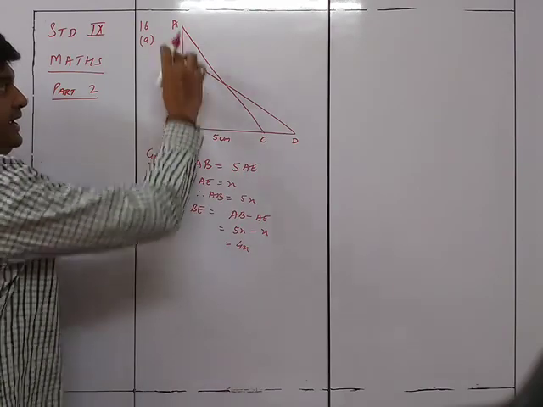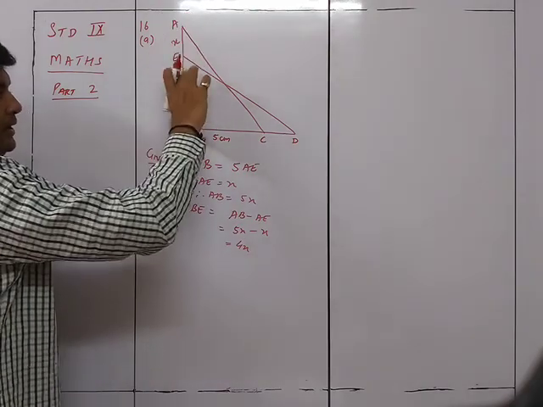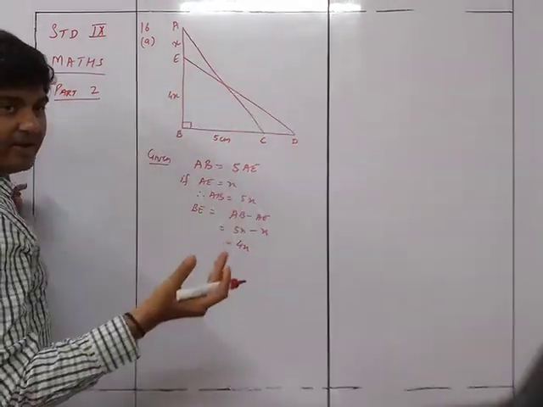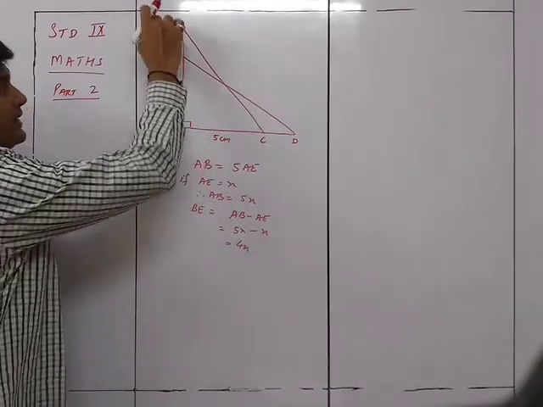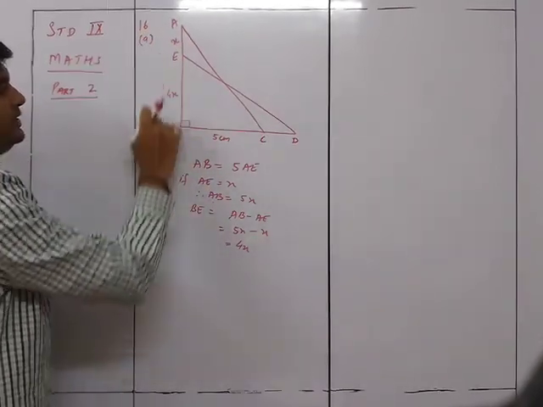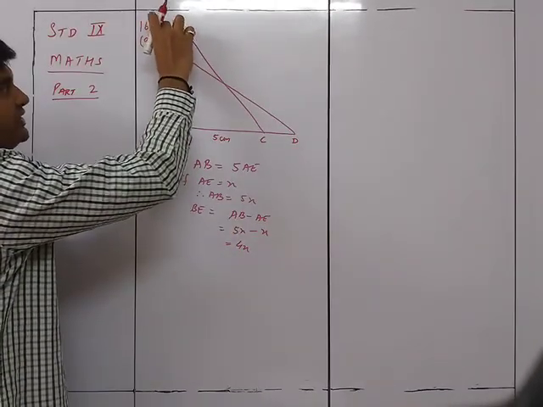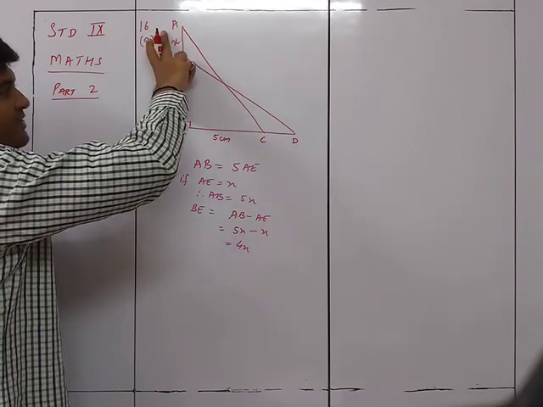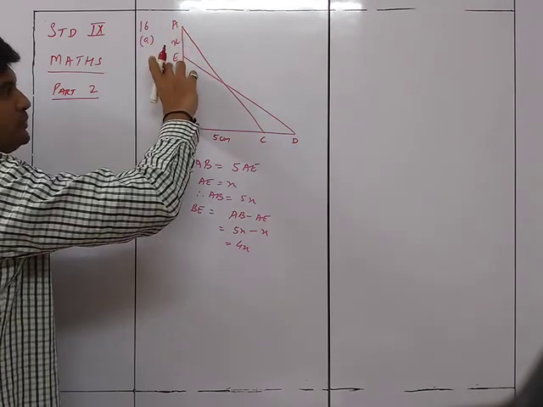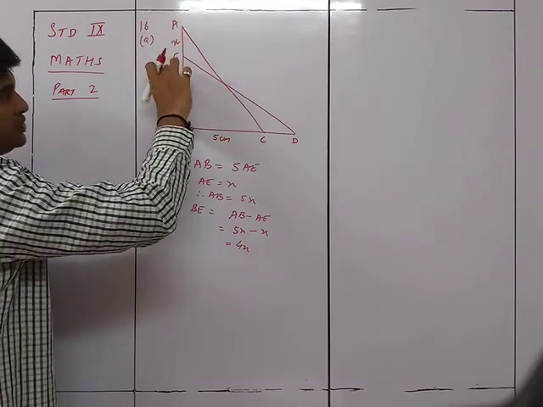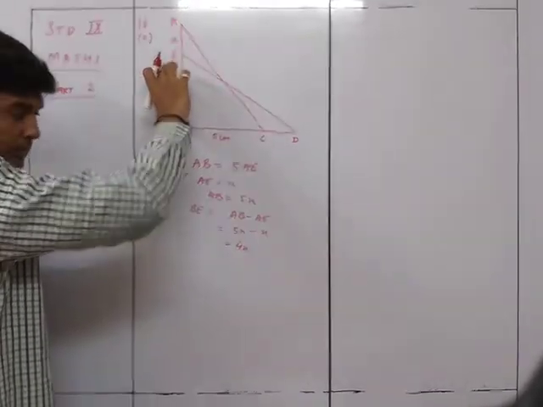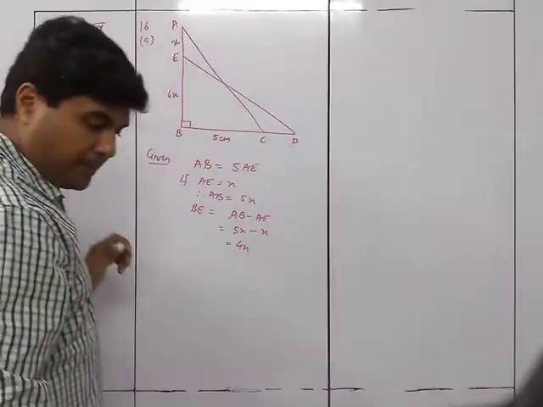Understood? See, AE is given to you as x. We are not given, but we are taking it as x. And you are given that AB, the complete line AB, is 5 times AE. So if this is x, this complete thing is 5x. So what will be this much part? It will be 5x minus x. So that will be 4x. So that is a very important part over here.